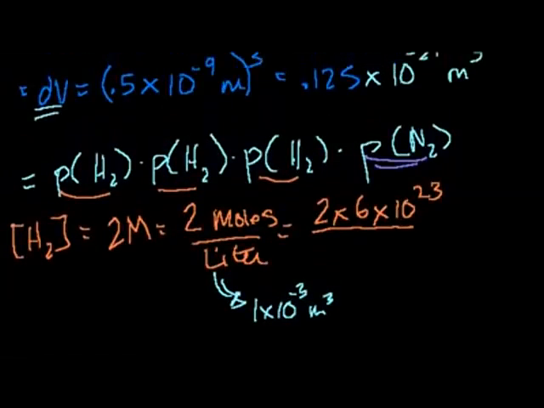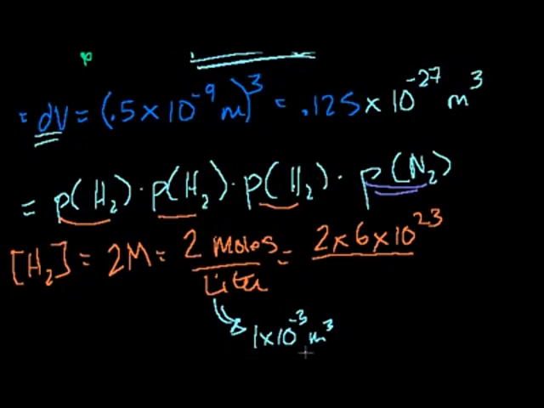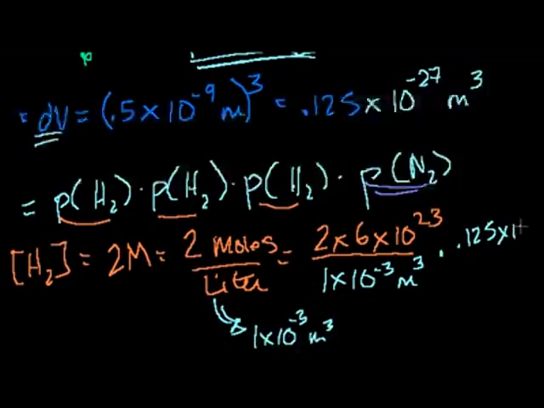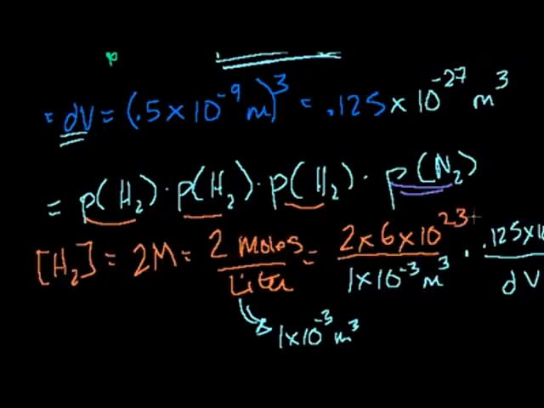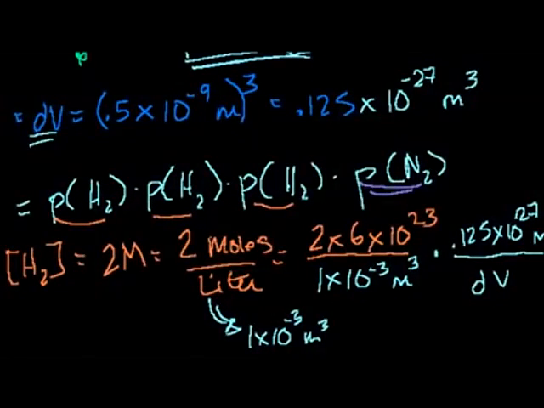So the other way you could say this is 1 times 10 to the minus 3 meters cubed. And then if we want to figure out our dV, how many dVs do you have per meter cubed, or how many meters cubed are there per dV? We know that already. It's 0.125 times 10 to the minus 27 meters cubed per our volume. I just got that from up here, a small fraction of a meter cubed per my volume. And now I just have to do some math.